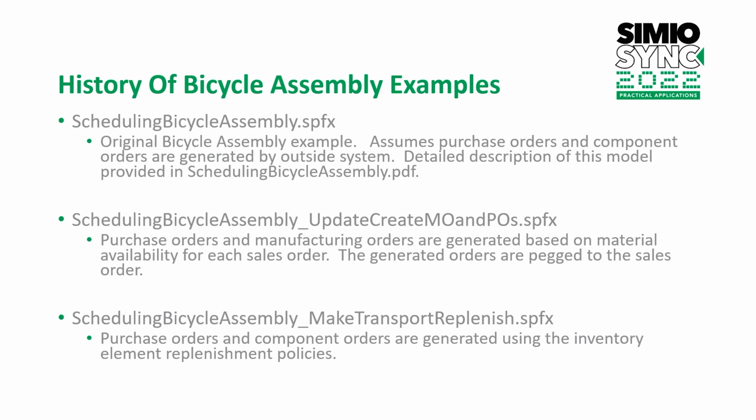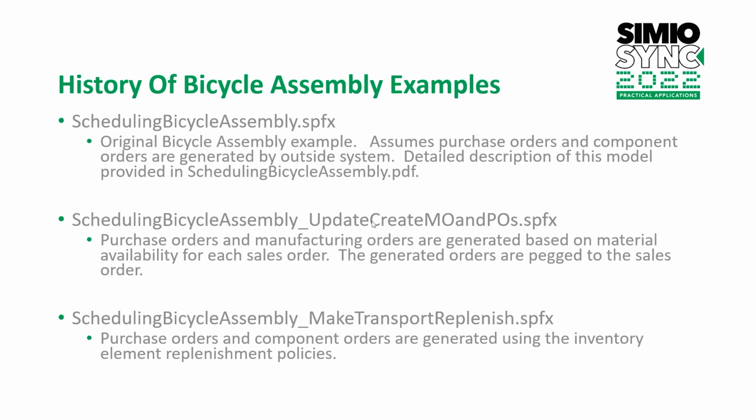To show the use of this template in more detail, I thought we'd start with the bicycle assembly example, but first give a little background of this example to understand where we're coming from. First of all, the original bicycle assembly example assumed that purchase orders and component orders were generated outside the system. There's a very detailed description of this model located in the examples folder that you should take a look at.